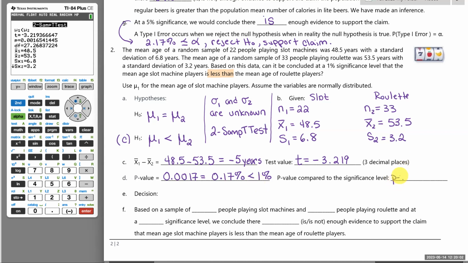So again, anytime our p-value is less than or equal to our alpha, so I know this is less, but the rule is if our p-value is less than or equal to our significance level, it means we have pretty strong evidence that the null hypothesis is not the case. We reject it. P-value low, let the null go. So when you reject your null, you support your claim.